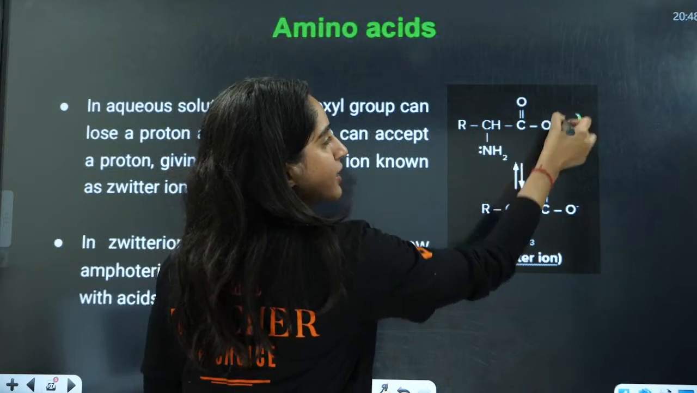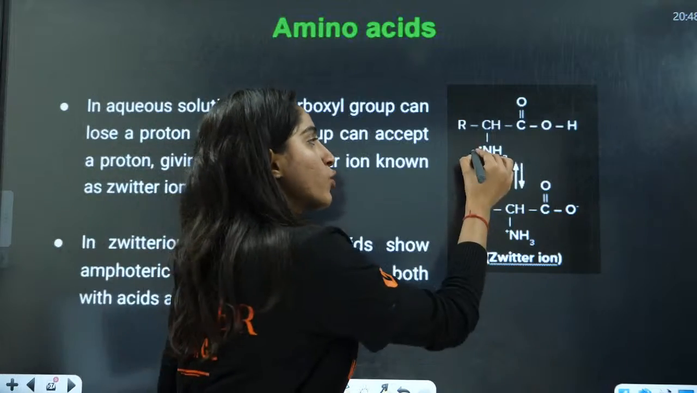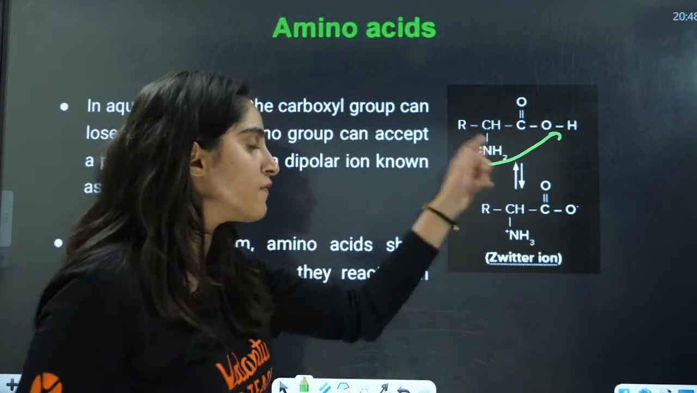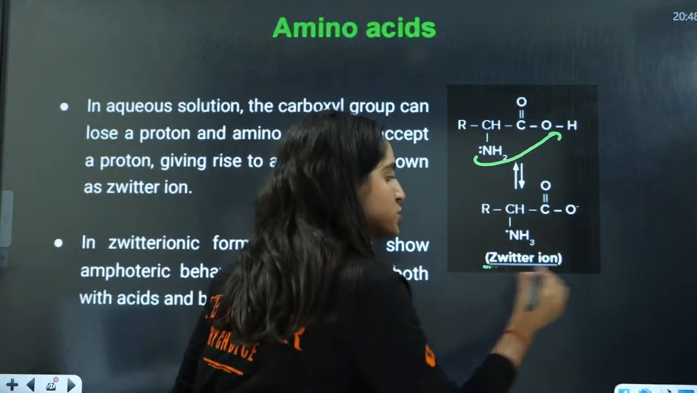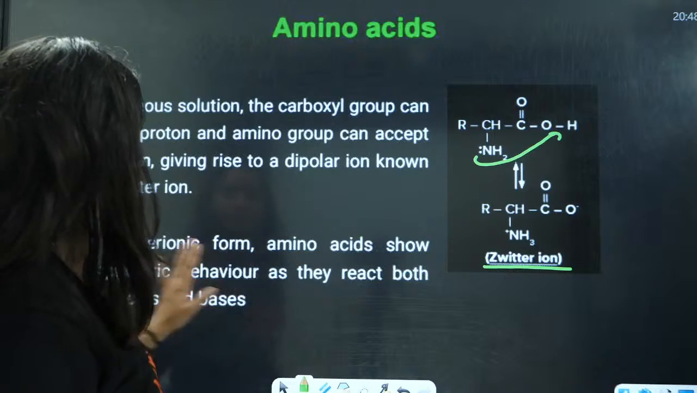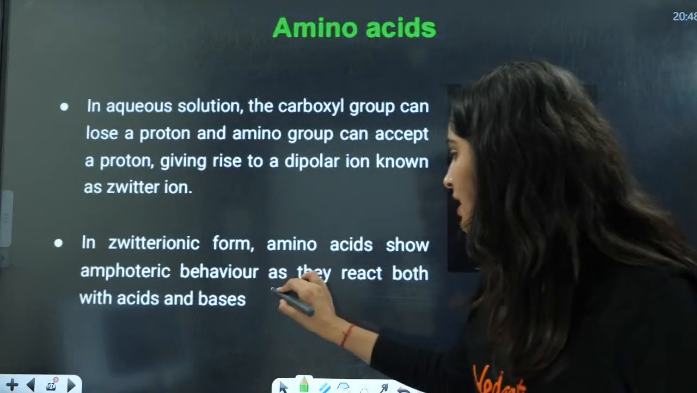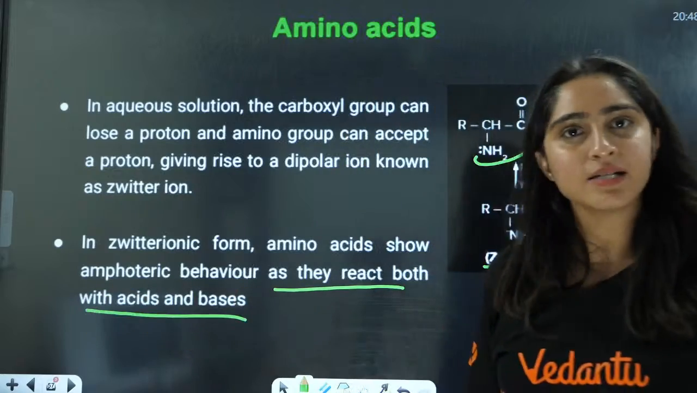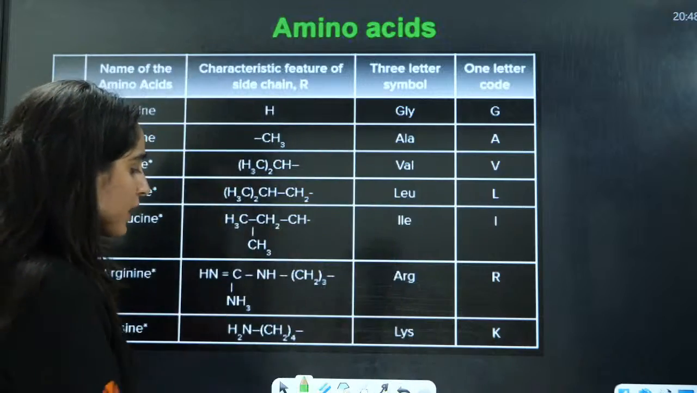It is going to abstract the H positive to this lone pair, and hence the lone pair is going to attack this H positive and attach the H positive here, and it is going to form a zwitterion here. Right? This is a zwitterion. In a zwitterion, amino acids show amphoteric behavior as they react both with acids and with bases, right?